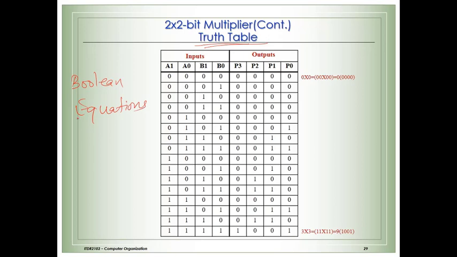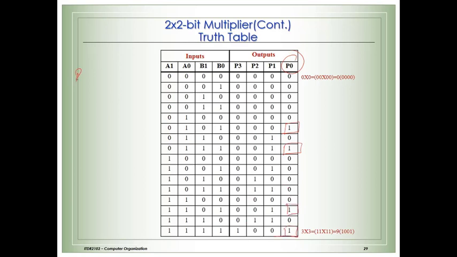Write Boolean equations. Correct? So how to write Boolean equations? We have to write for P0, for P1, for P2, and for P3. How to write it? This is the homework for you to find the Boolean equations for P0, P1, P2, P3. Let me write it for one. For example, I am going to write for P0. So you have to see where you have got one. You have got one here, and one here, right?